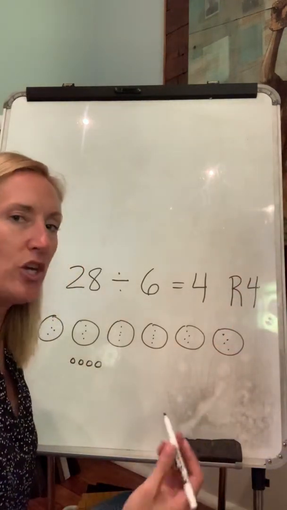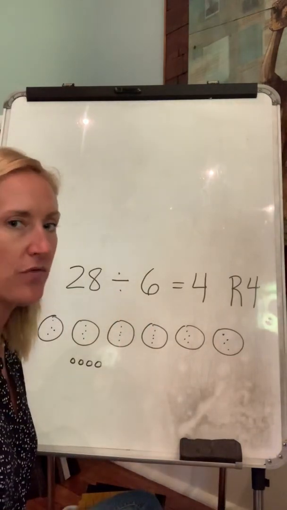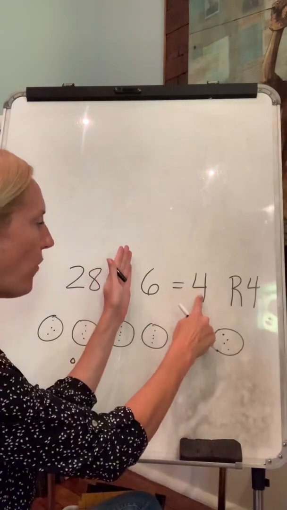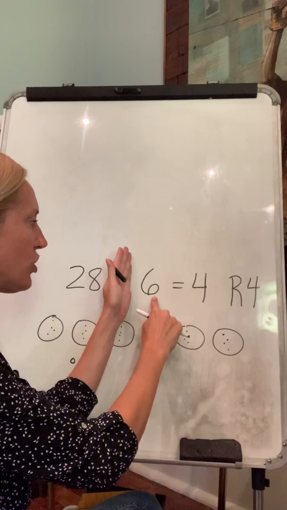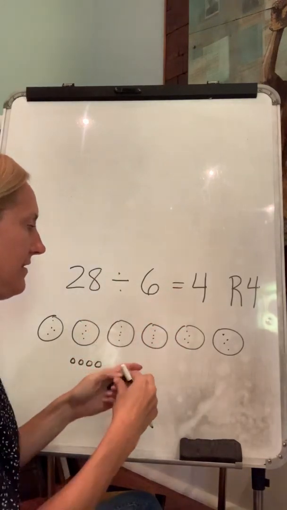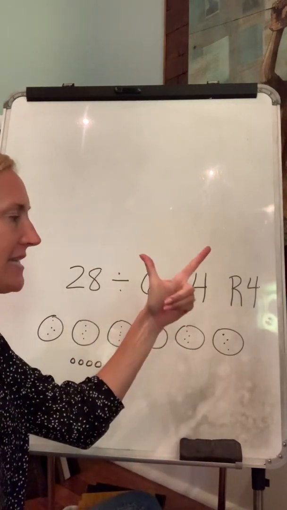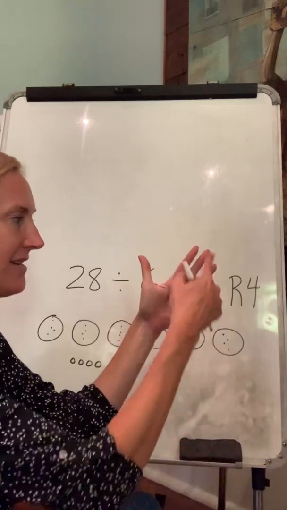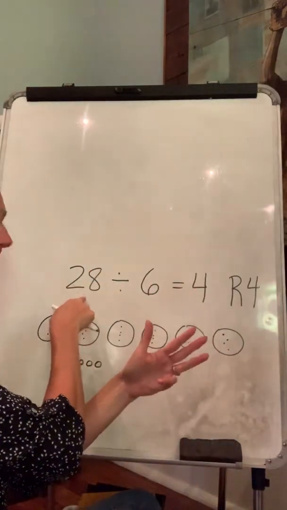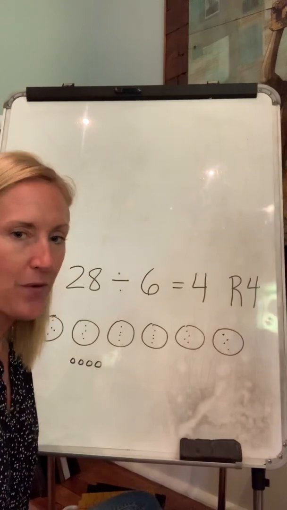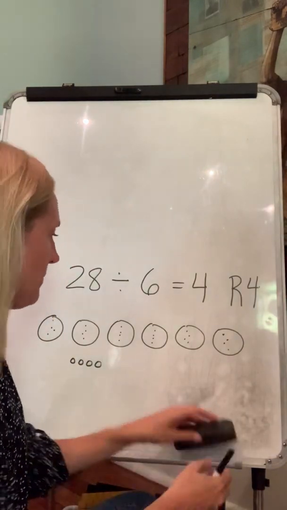Okay? And if you want to check your work, you can always go backwards like we do for addition and subtraction. 4 times 6 is 24. 25, 26, 27, 28. And then 4 more would take us back to 28. So we did that one correctly too. Great job.